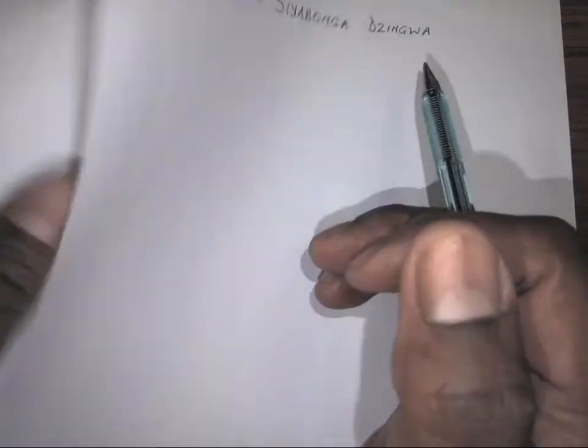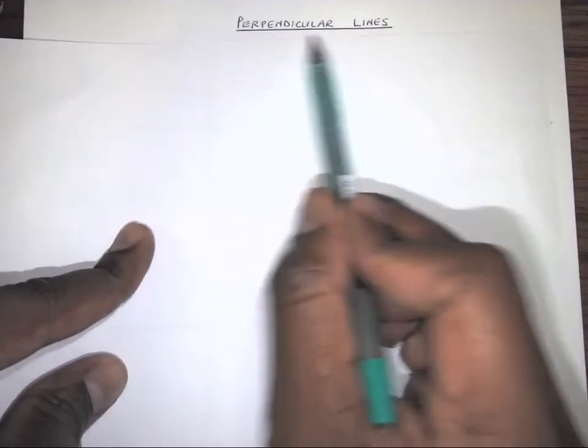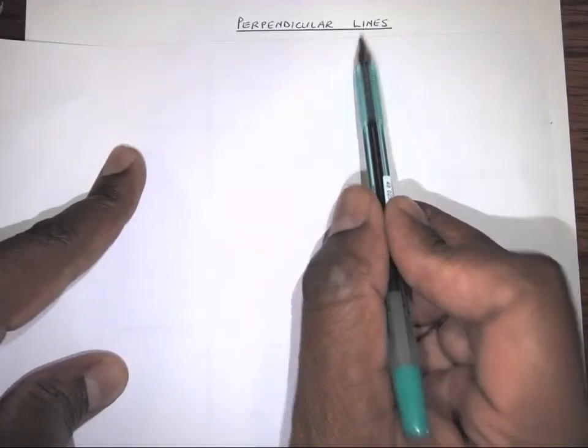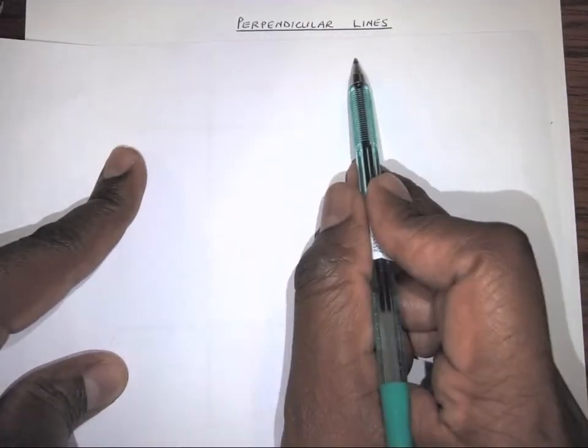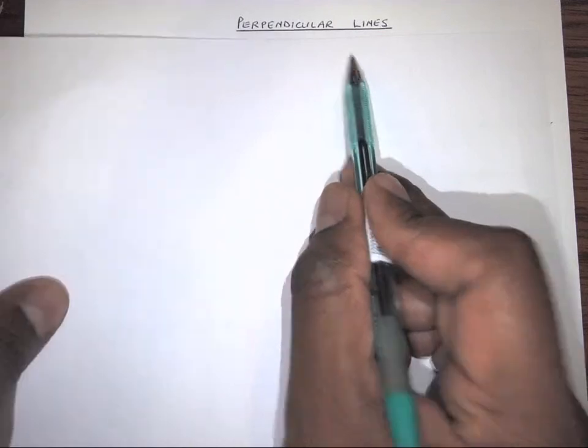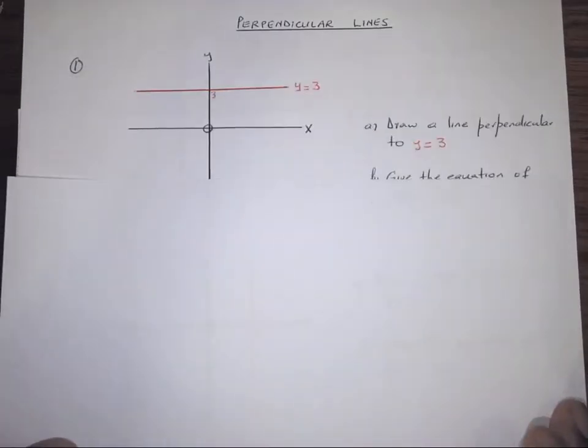Today we're going to look at perpendicular lines. Suppose you know what perpendicular lines are: lines that meet at an angle. Let's look at this question here.